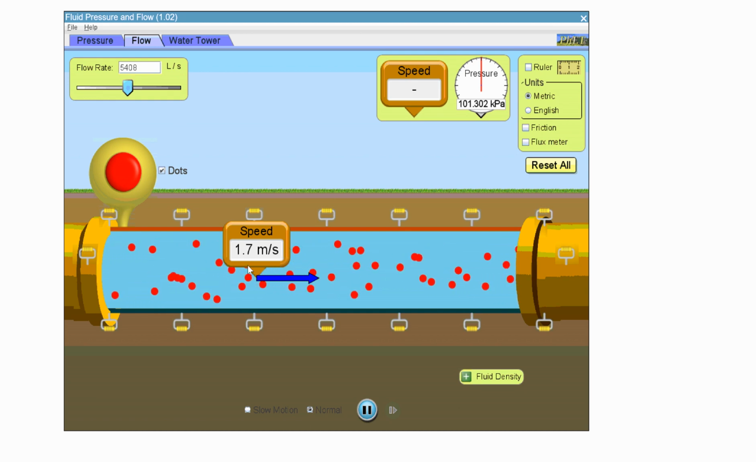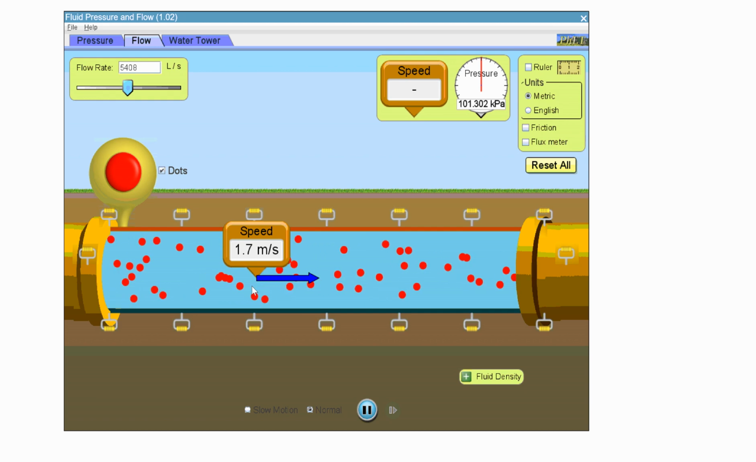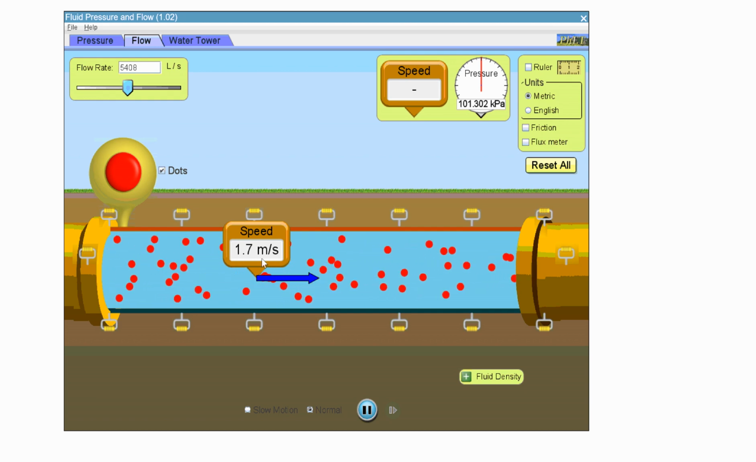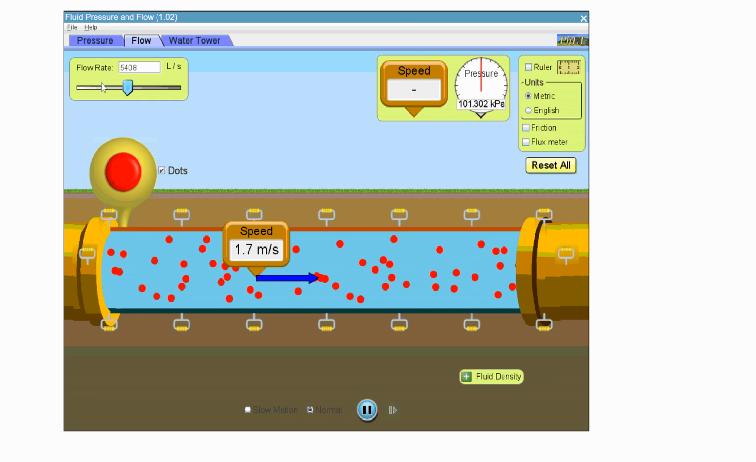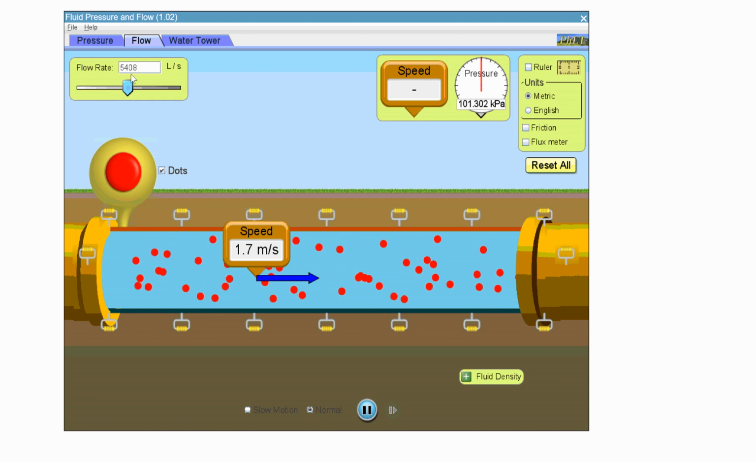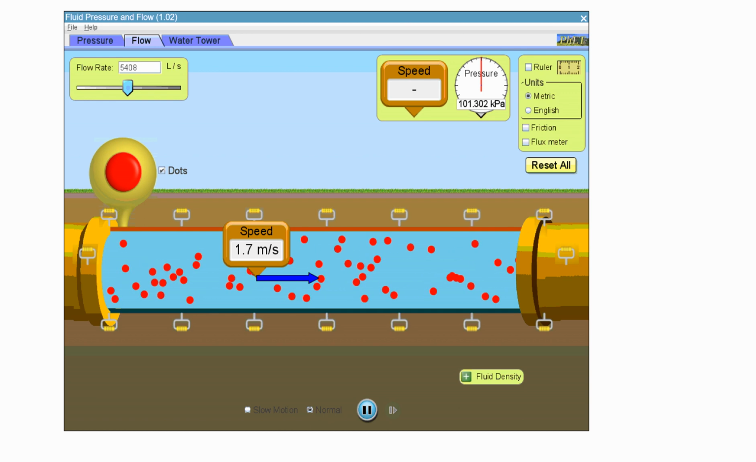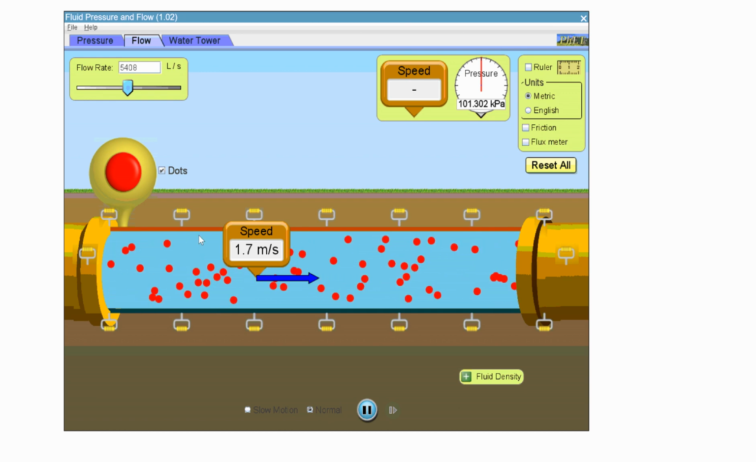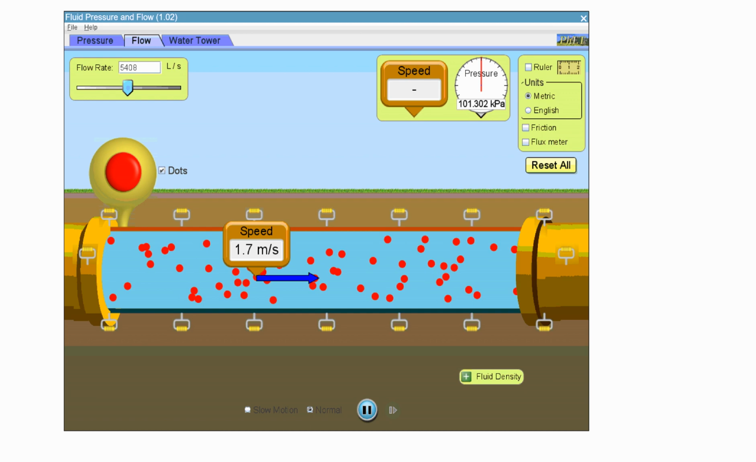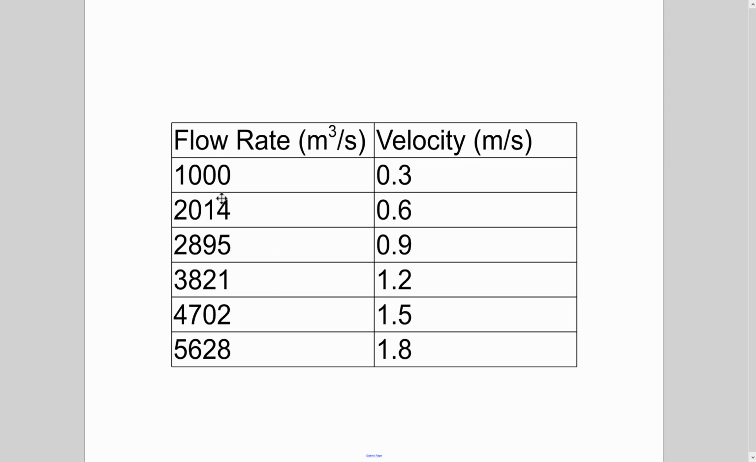Here, the particles of the fluid are moving at 1.7 meters per second, and I've got a flow rate of 5,408 liters per second. Well, this brings us up to a good point: meters per second and liters. When I get ready to make my graph, the thing I want you to think about instantly is this: whenever you're making a graph, you should try and get units that somehow align.